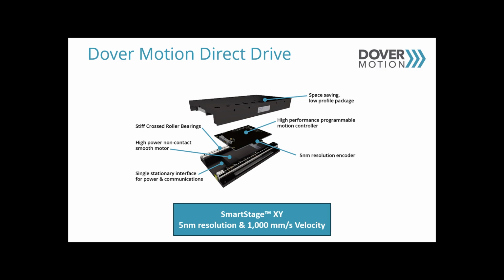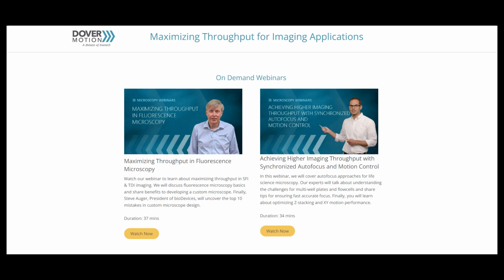positioning. Our first webinar shown here on this page is called Maximizing Throughput in Fluorescence Microscopy. And that's a discussion between our CTO, Kevin McCarthy, who's a 40-plus year veteran of motion control, and Steve Auger, who's an optical design expert from BioDevice Partners. Discussion topics include optimizing for scanning motion or field-to-field motion, benefits of custom automated microscopes, some tips and tricks for optical design, and compact multi-channel fluorescence microscopy. All topics are geared towards maximizing size, throughput, and performance of an imaging system.